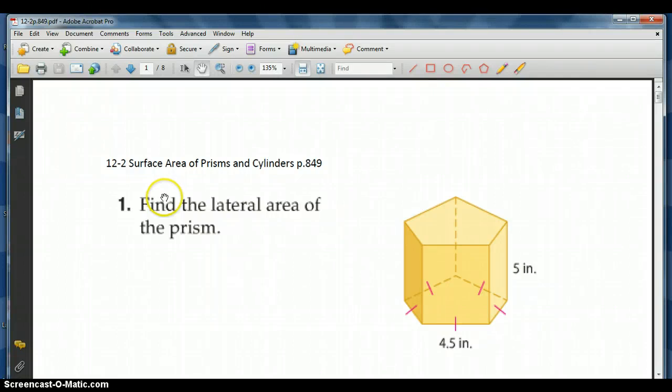Section 12.2, surface area of prisms and cylinders, starting on page 849. Number 1, find the lateral area of the prism.